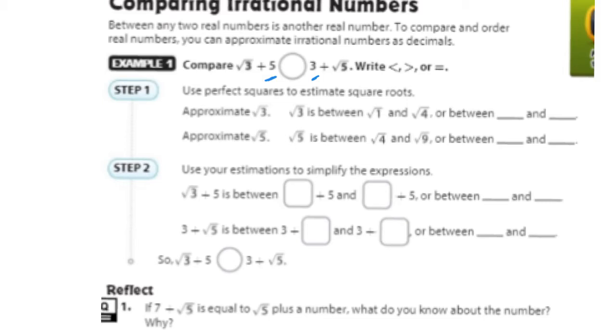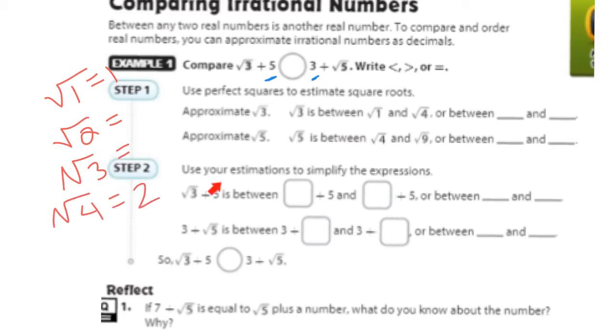So the square root of 1 equals 1. The square root of 2, well, that's going to be a decimal. The square root of 3, that's a decimal. The square root of 4 equals 2. So we know that the square root of 3 falls someplace between a 1 and a 2. It's going to be closer, however, to 2. The square root of 3 is between the square root of 1 and the square root of 4, or between 1 and 2.